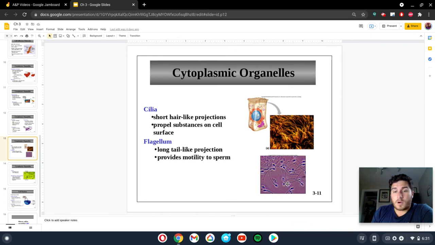Flagellum are these long tail-like projections that just go back and forth. They're like little tails. This is going to allow for motility in cells. Specifically, this is like the tail of the sperm. So those are a few different components of the cells. There's definitely more. But this is a nice little overview, and I want you guys to take some time to look over the different components of the cells. And if we have any questions, we can talk about these during our lab.